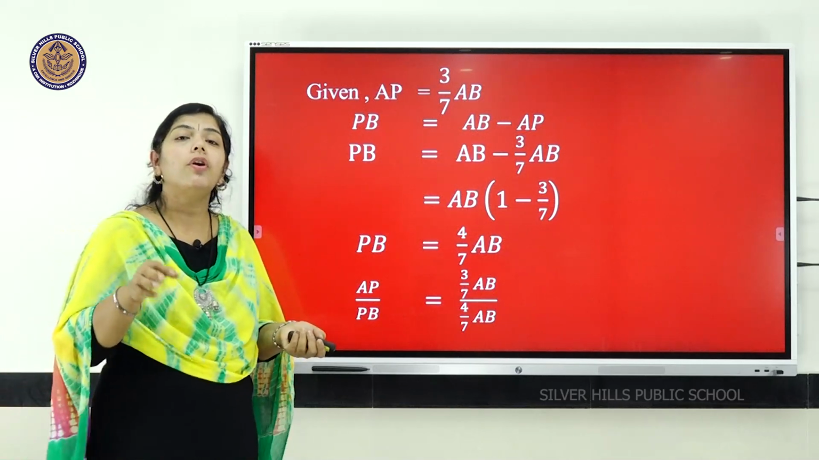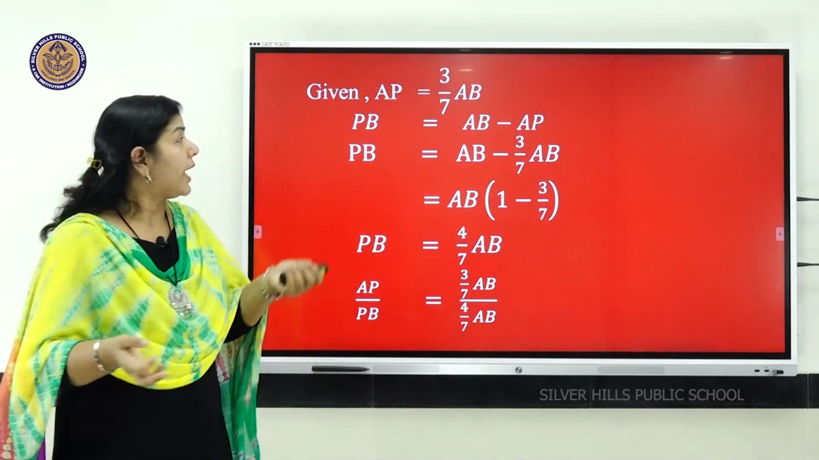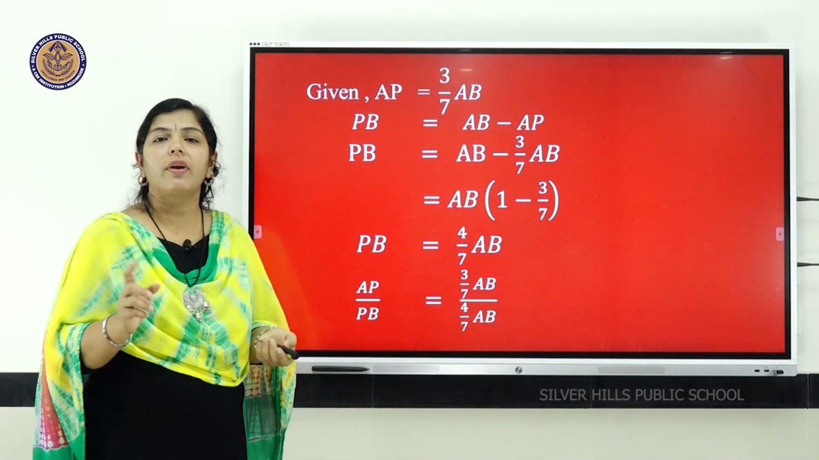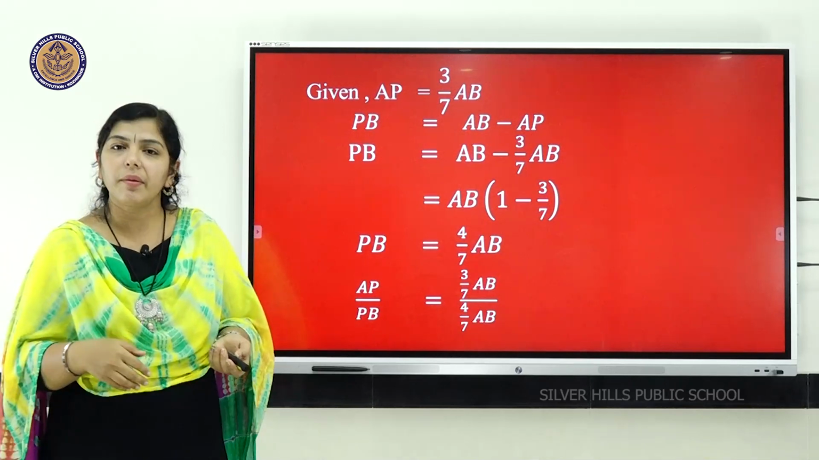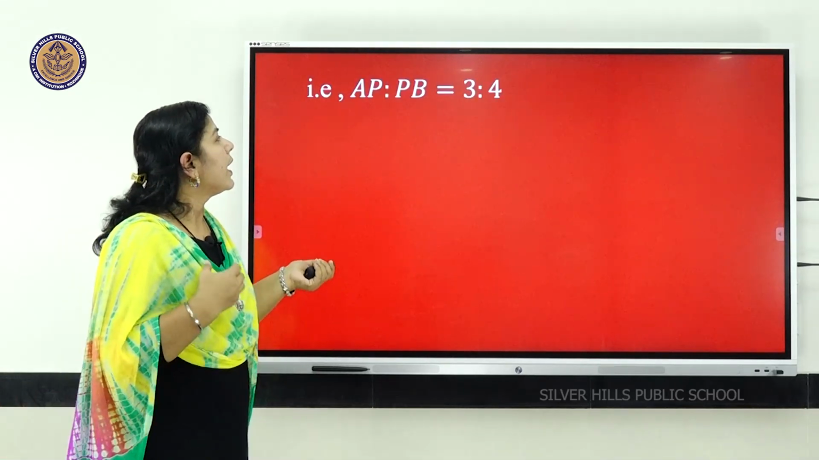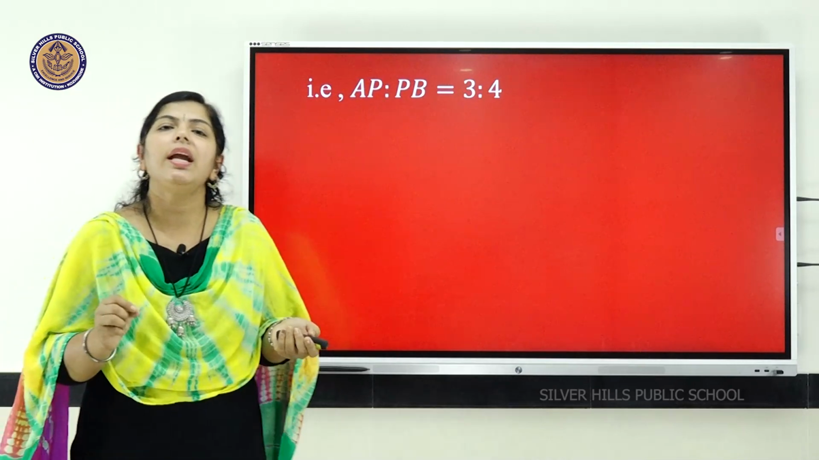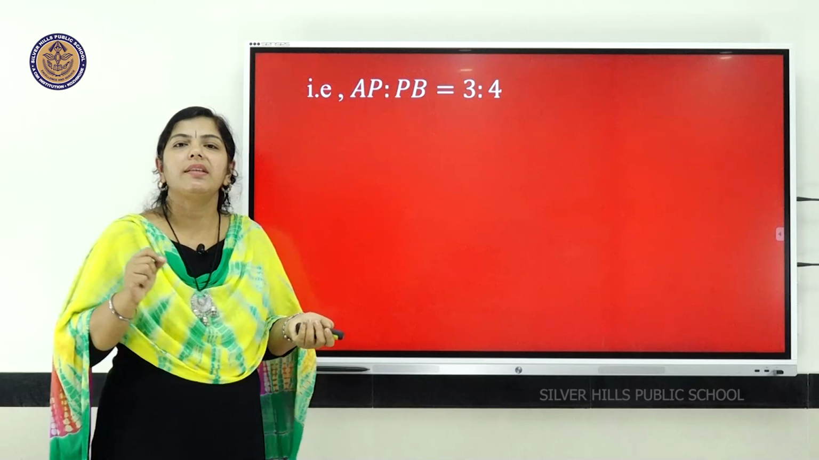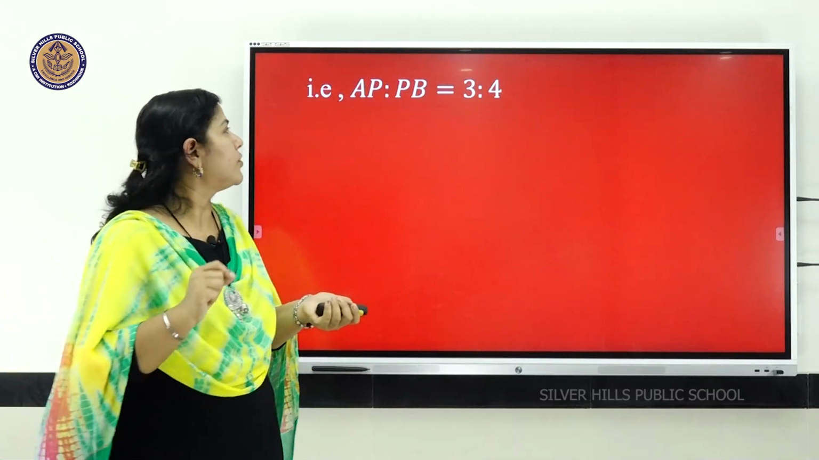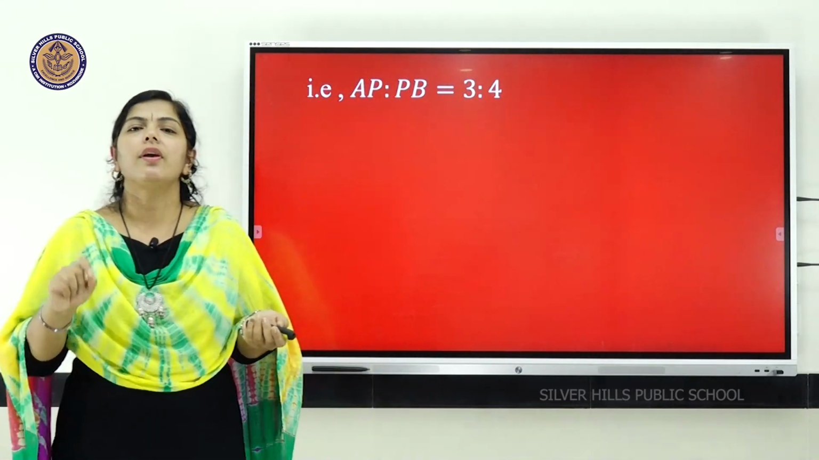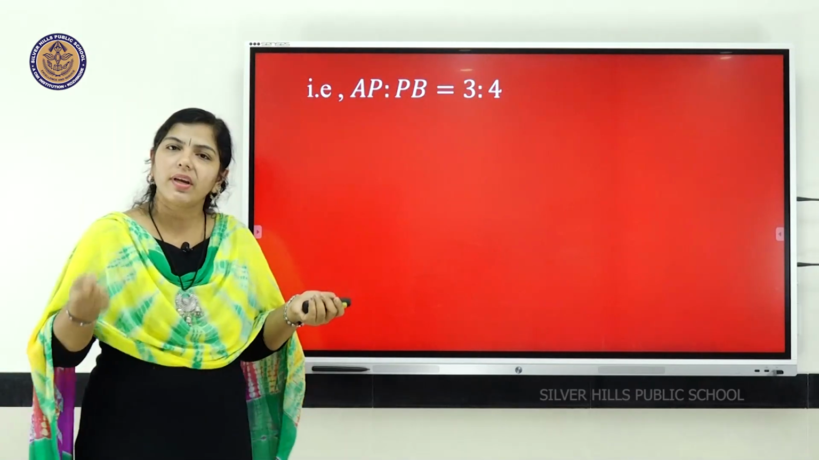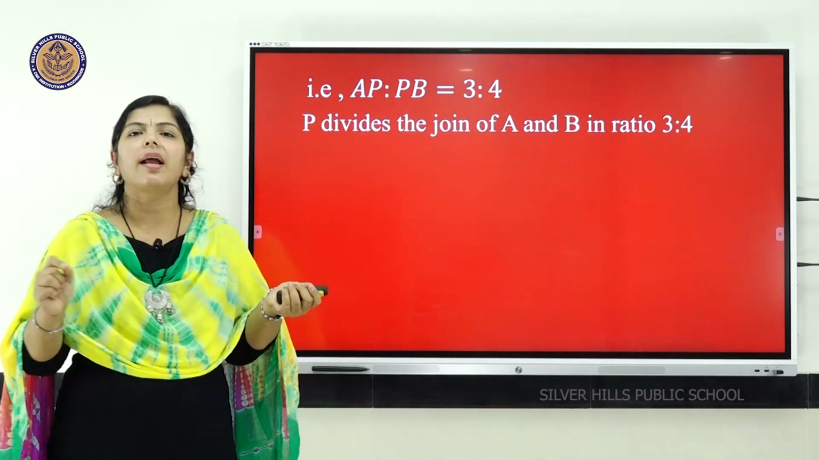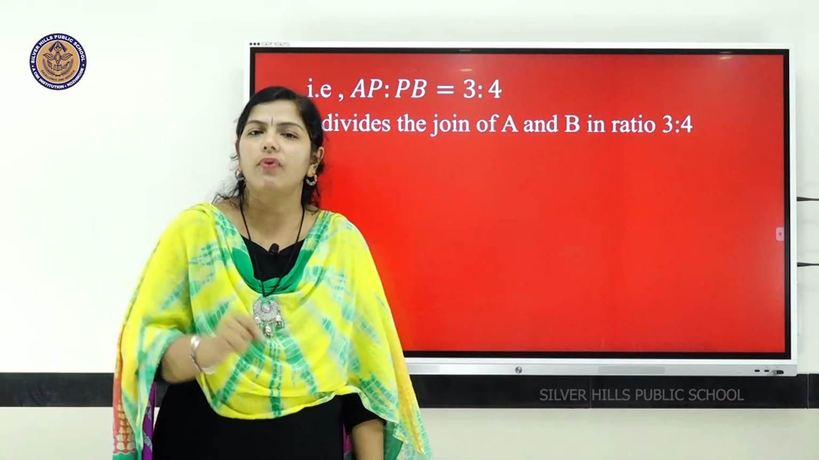We want the ratio AP to PB. AP we have as 3/7 AB. PB we also found in terms of AB as 4/7 AB. Dividing both, what will we get? AP to PB equals 3:4. That is the ratio in which the line segment is divided, 3:4. Okay. So, we got the ratio here, now we can apply the section formula. That is, P divides the join of A and B in the ratio 3:4.